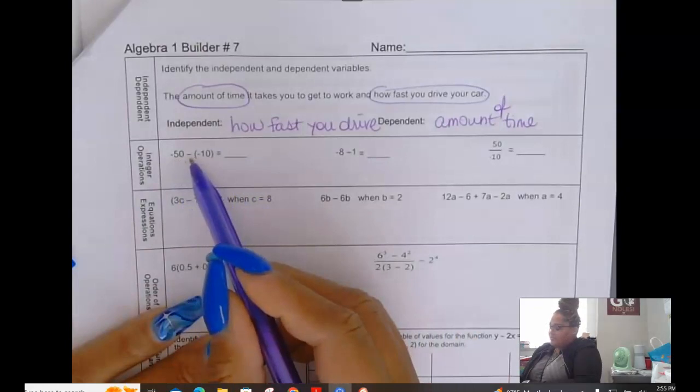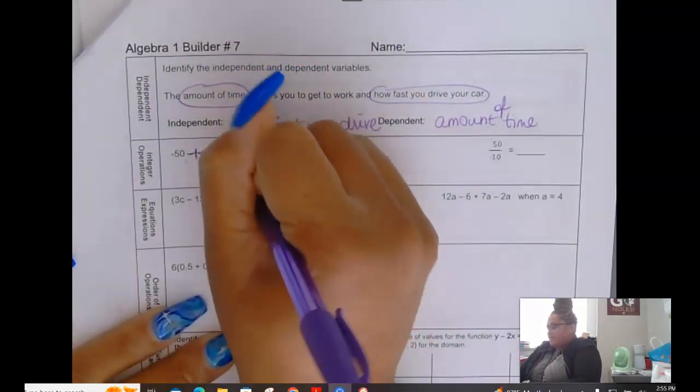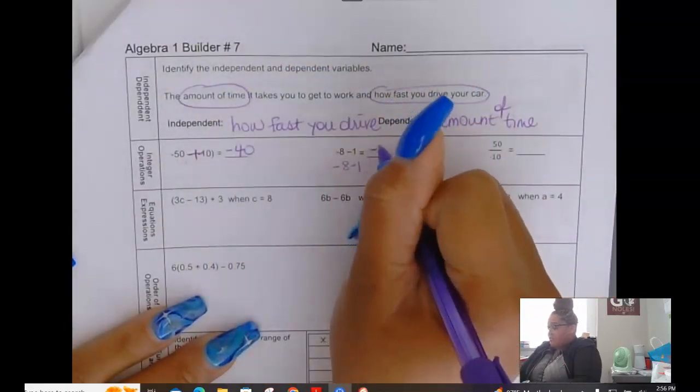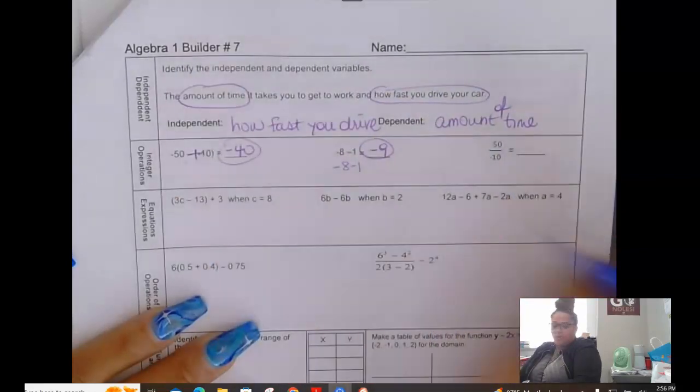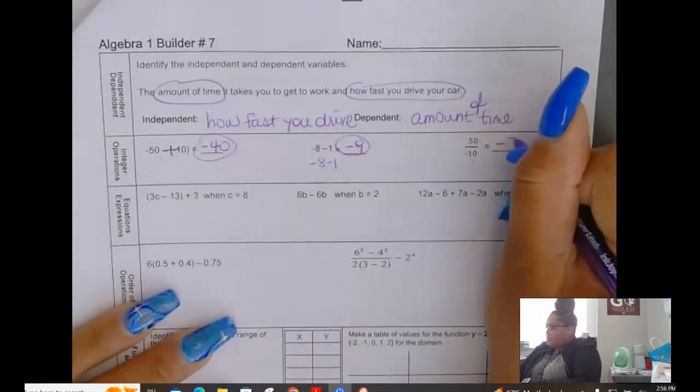All right, so here we're just doing some integer operations. This is negative 50 minus negative 10. This becomes positive. Negative 50 plus 10 is negative 40. This is negative 8 minus 1. It becomes more negative and becomes negative 9. Circle your answers. This is 50 divided by negative 10, which is negative 5.